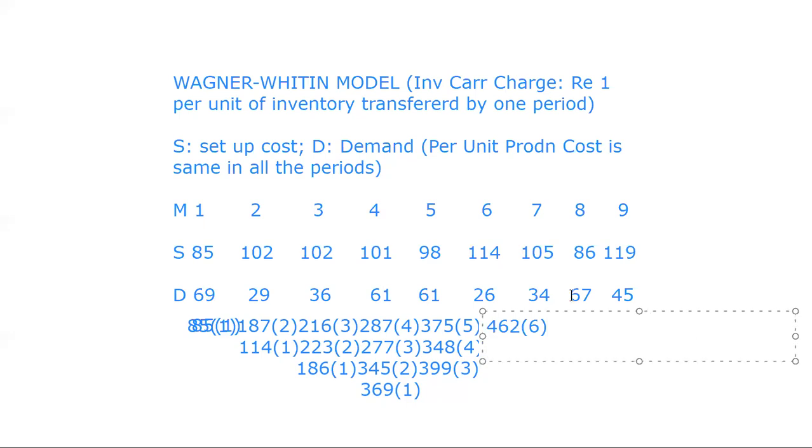Then I come down. Now I produce in period number 5. 375 plus 26, that makes it 401. And this is the cost when I produce in period number 5.